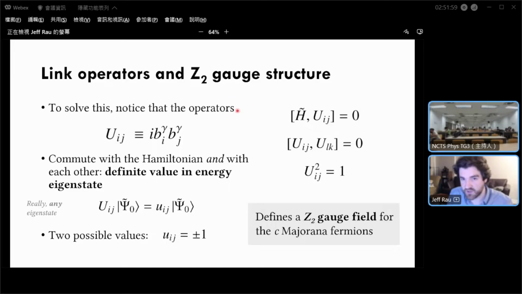Okay, so all of these things are conserved quantities. And so for eigenstates of this extended Hamiltonian, we can set these things equal to just C numbers, plus or minus 1. So they have definite values in any energy eigenstate, which I'll label by this little u_ij, which is going to be plus or minus 1. Okay, a little more physically, what we're going to see is these are going to end up being Z2 gauge fields for these C Majorana fermions.